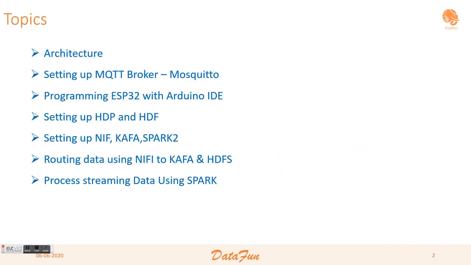The topics I'm going to cover here are, first, the basic architecture. Next I'll be covering how to install the MQTT broker Mosquitto on Raspberry Pi. Next, programming the ESP32 with Arduino with BME280 sensors. And next I'll be covering the Hortonworks Data Platform and HDF, Hortonworks DataFlow. Hortonworks Data Platform I'll be using for Hadoop and Spark, and HDF I'll be using for NiFi and Kafka. And I'll be showing how to route and process streaming data using Spark.